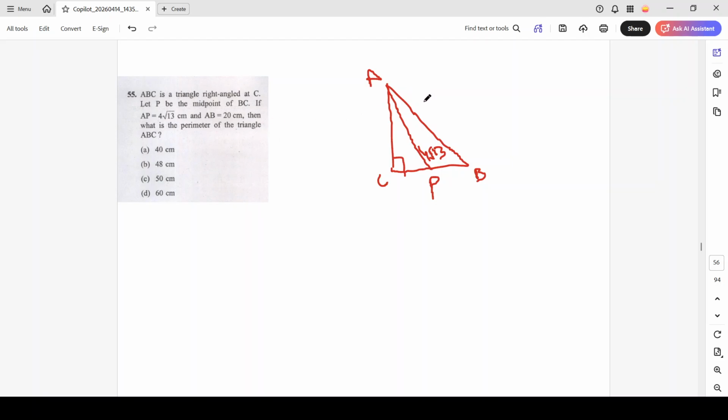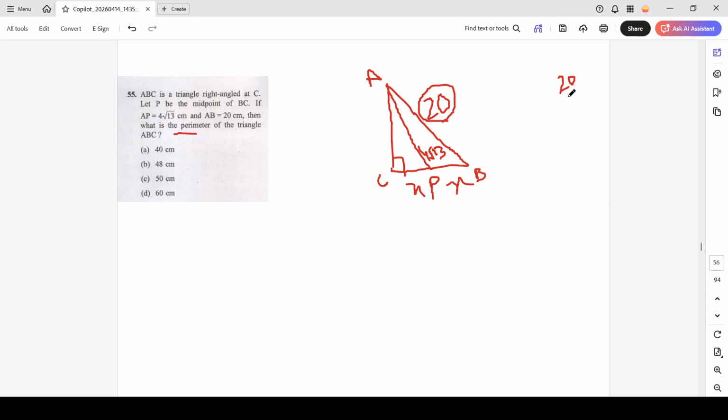Now AB is given as 20 centimeters, and this is asking us the perimeter of triangle ABC. So simply we can first take it as x, then using the Pythagoras theorem in triangle ACP and then ACB, we can easily find out the lengths of AC and BC first. But first of all, we need to solve this question quickly. So we take this 20 into consideration. If the hypotenuse is 20, then what could be our other sides? Because finally we need to find out the perimeter.